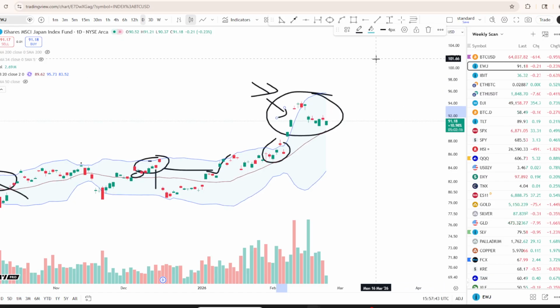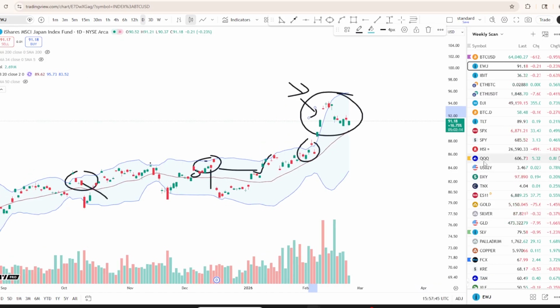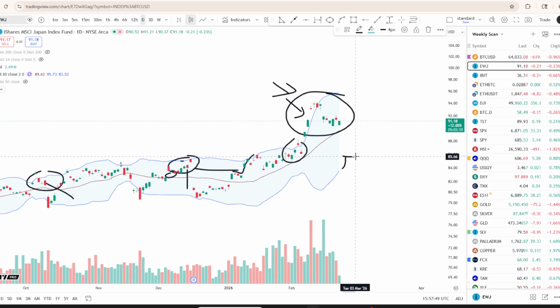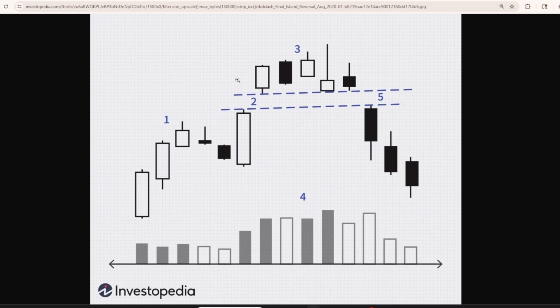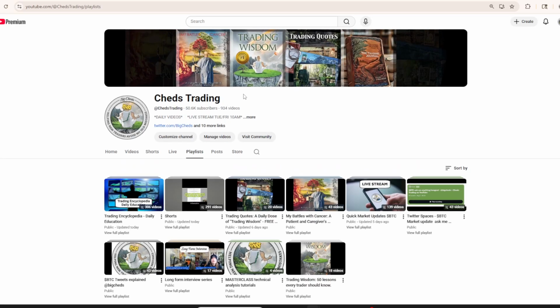So you should pay attention to stocks, or indices, that normally open and close at the same place and don't have as many gaps. And when you get an island, like in this chart right here, normal price consolidation, and then you have the gap up. So when you get gaps in a chart where you don't normally have a gap, pay attention to this potential island reversal. This is Island Top for the Trading Encyclopedia Daily Education Series on my YouTube at Cheds Trading.